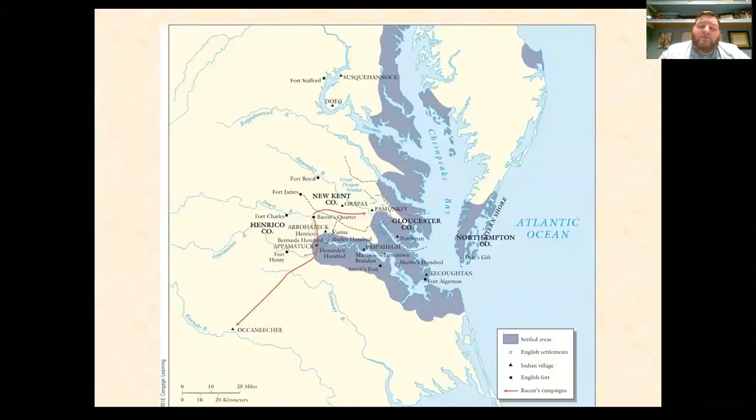So again, if you look on this map, this does show Bacon's two campaigns that he engaged on. But again, in your book, you can read a little more about it and kind of get an idea of what exactly is going on.